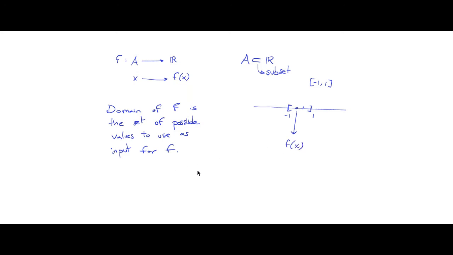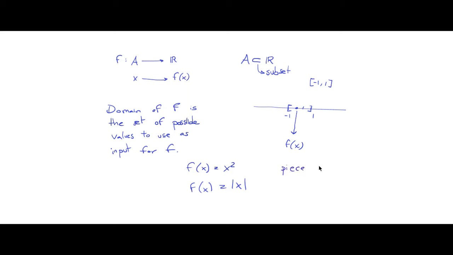For instance, the function f of x equals x squared assigns to every number x the square of it. It's easy to say. Or the absolute value function: to every number x, it assigns the absolute value of x. We can also define functions piecewise.